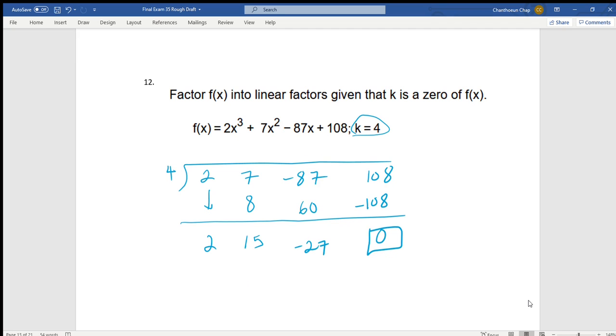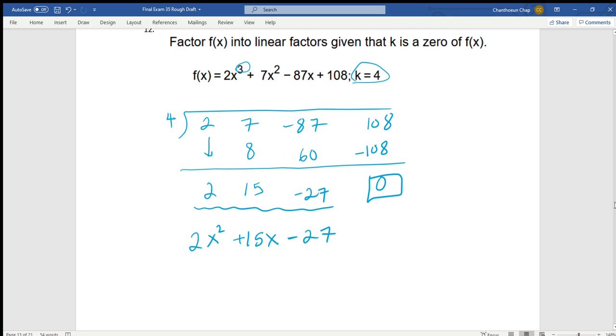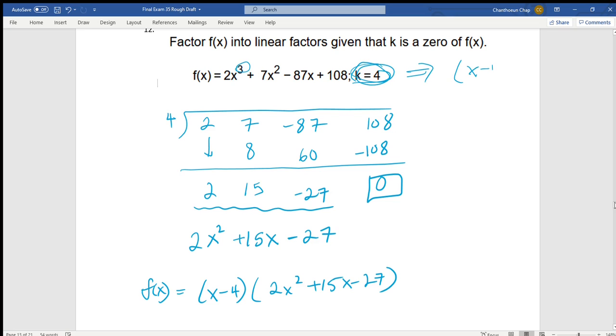Figure out what this factor is. This factor is x squared, because we started off with the power of 3, and since the leading coefficient is a 2, this should be 2x squared plus 15x minus 27. Now what this means is my function f of x is x minus 4 times 2x squared plus 15x minus 27. I know that because they gave us a 0. One of the zeros is 4, and that implies x minus 4 has to be a factor. That's where the x minus 4 comes from.